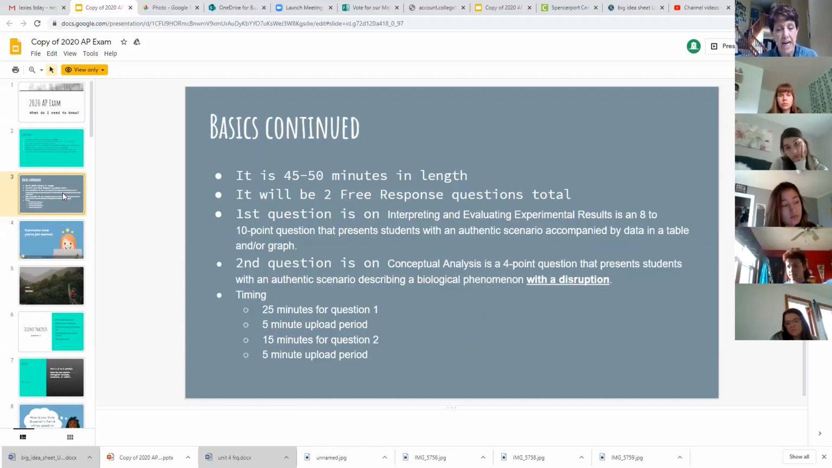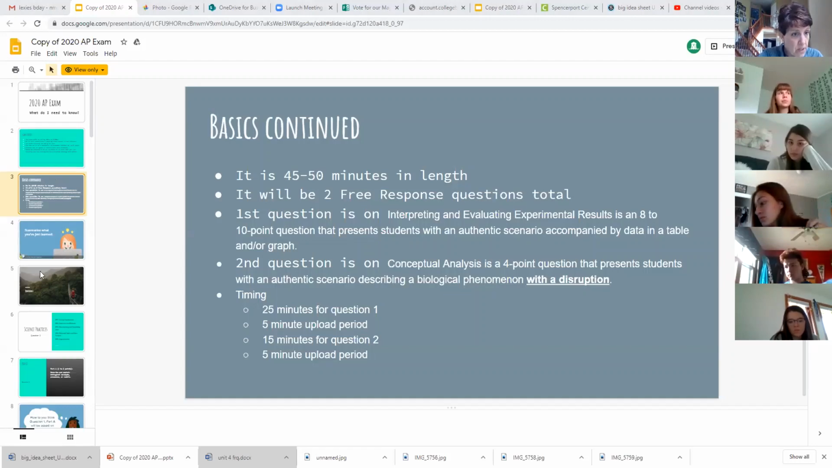Basically, if you know the content, you can think about what went wrong and write about it quickly. And if you don't know the content, you're going to spend your 15 minutes looking it up. And then by the time you get to your answer, you're just not going to have enough time. So I think that's how they're going to be able to distinguish how much you know.